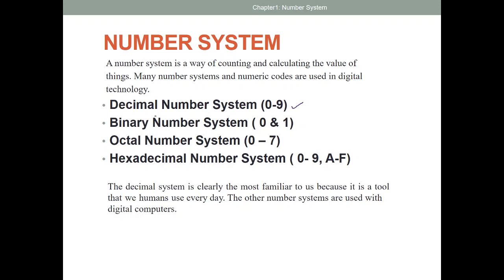Decimal numbers. It is the normal number system where humans use 0 to 9. Binary numbers, zeros and ones, which is the format used digitally. Next, the octal number system, which is 0 to 7. Octal means 8. Binary is 2, with 0 and 1. Decimal is 10, with 0 to 9. Next, hexadecimal, 0 to 9 and A to F, totally 16. So the bases are 16, 8, 2, and 10.